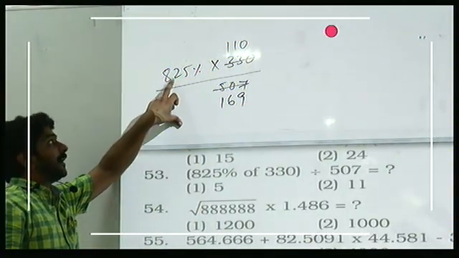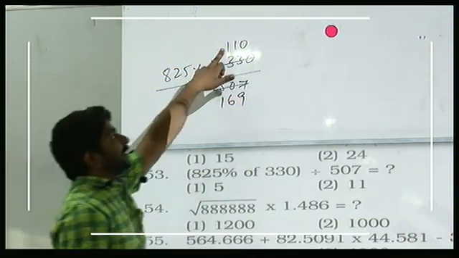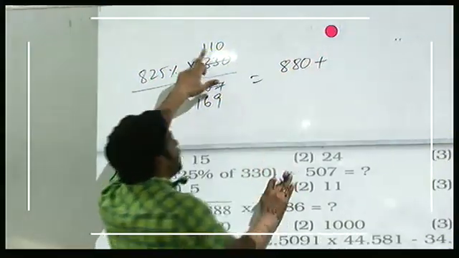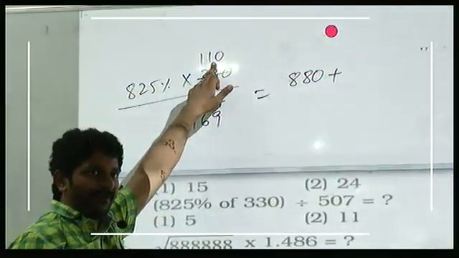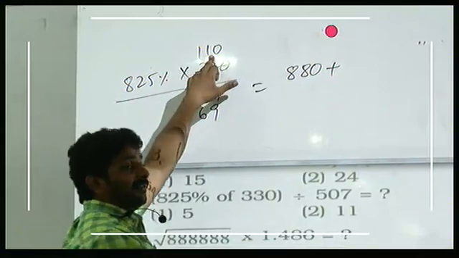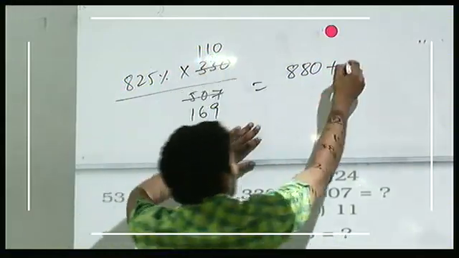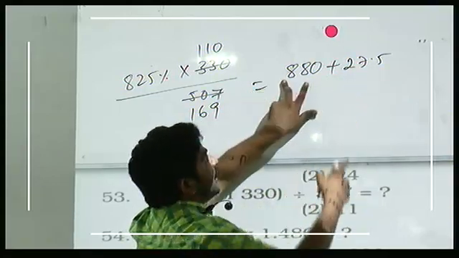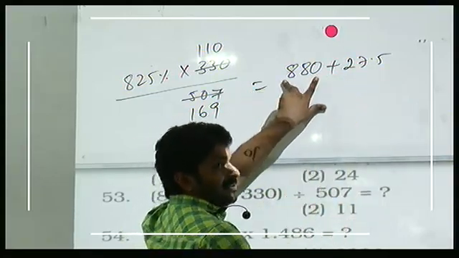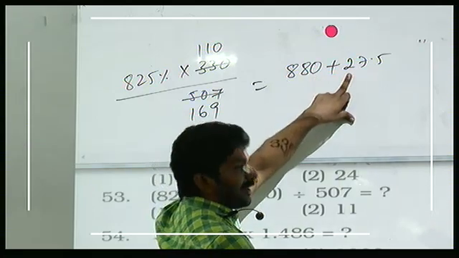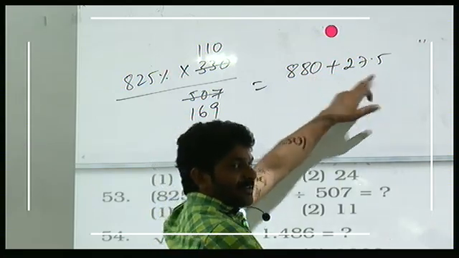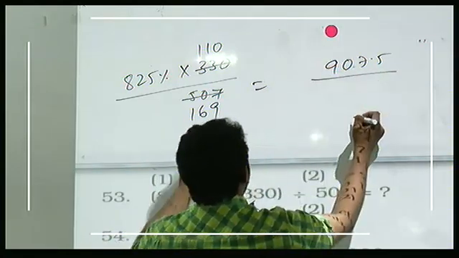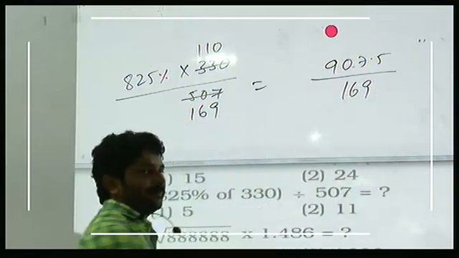825%: 800 plus 25%. 800% of this number is 8 times, which is 880, plus 25% of this number. Half and half. Half of 110 is 55. Again half, 27 and a half. When you add 27 and a half to 880, it becomes 907.5. So that is total 907 and a half by 169.